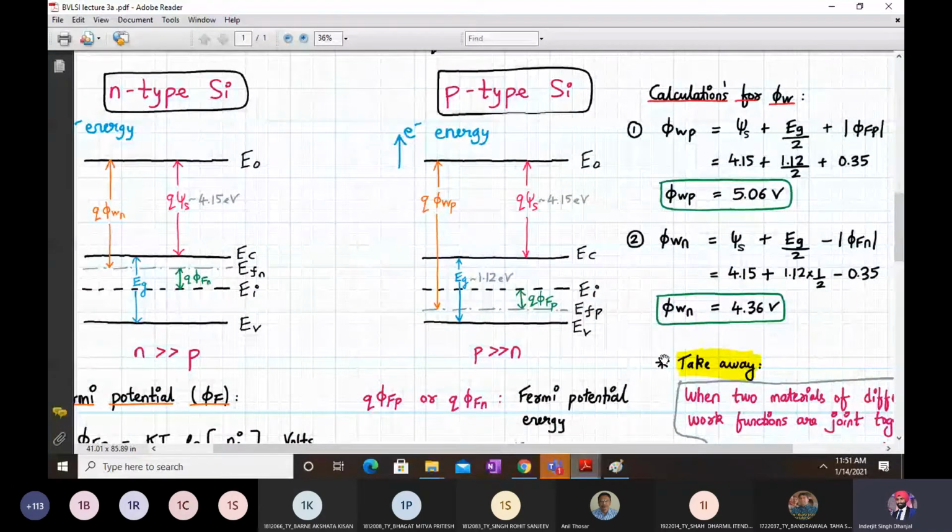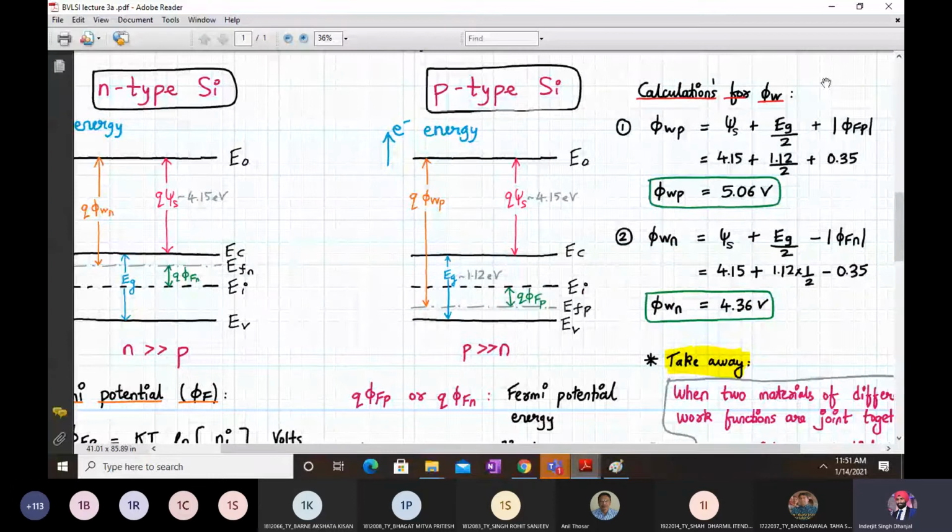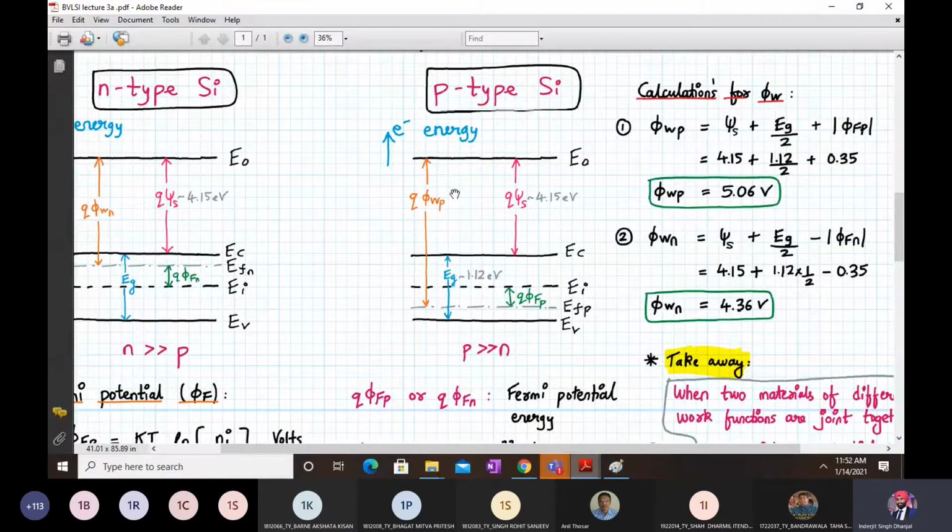Now I want you all to pay attention over here. We are calculating the work function difference. You remember the PN junction? How is a PN junction formed? By bringing P side material and N side material and joining them together. It's very simple, but what happens to the energy band diagrams? These two materials have different work functions. So let's calculate the work function for N-type material and for P-type material.